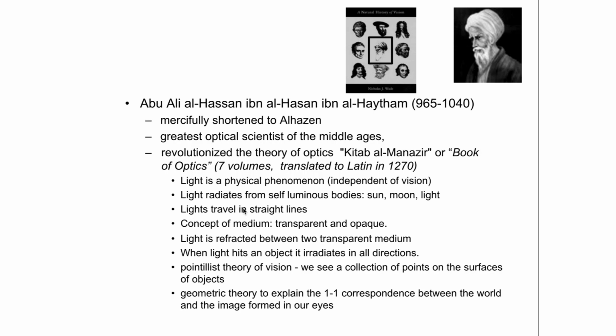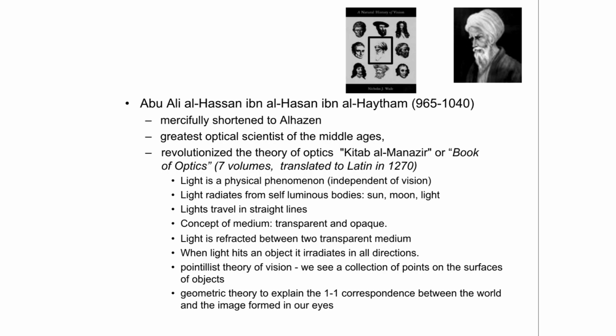He says light radiates from self-luminous bodies and moonlight. He's more inclined to intromission, and he says light travels in straight lines. When you talk about the way light radiates and the way light transports from one place to another, he also talks about the concept of medium, that means the medium that light hits. The first medium is defined as transparent, which lets refraction of light, and the second one is opaque, which doesn't allow transmission of light, so it mainly allows reflection of light.